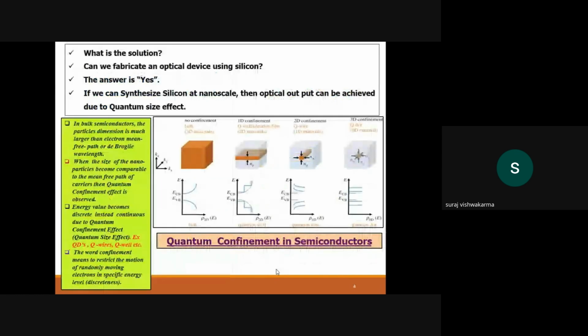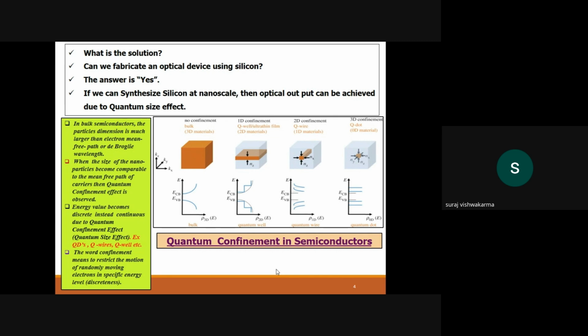Now, what is the solution? Is there any solution? What can we use? Silicon is available on a major scale. It is silica, silicate. It is available on a large scale everywhere in the world. So, can we utilize this material to develop these optoelectronic devices?